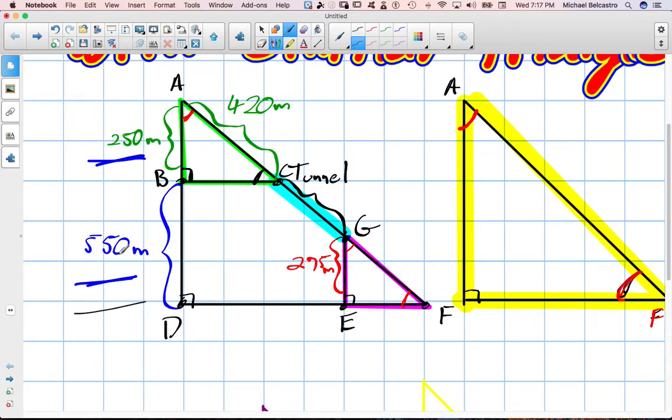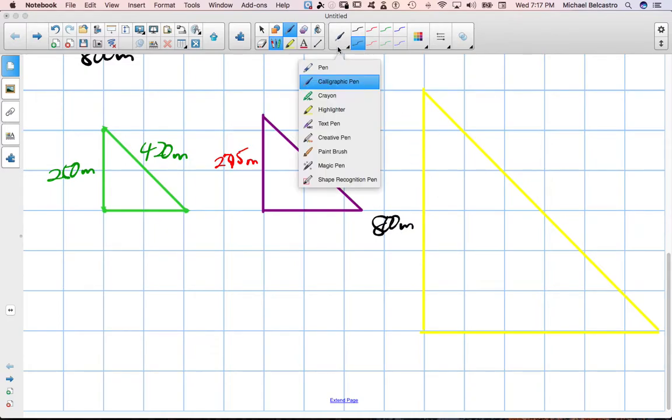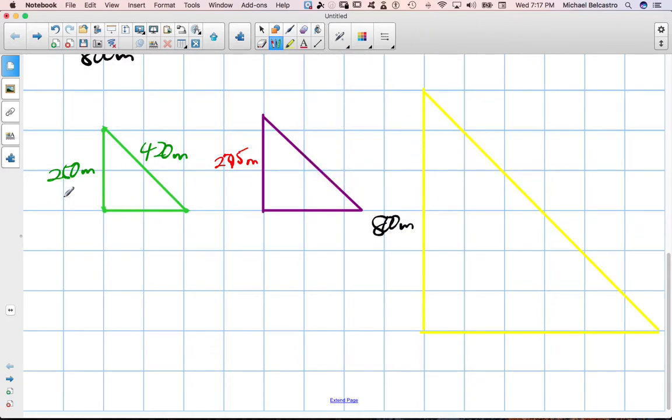250 and 550 will give me 6, 8. Should give me 800. Okay? So the height of this longer triangle here should be 800 meters. Okay? This is excellent. In similar triangles, we need to get similar sides.